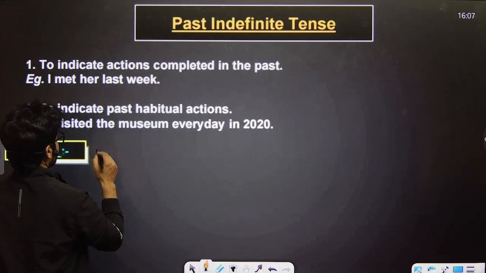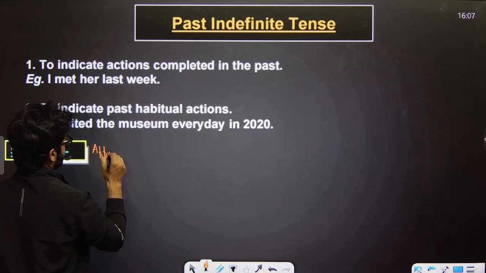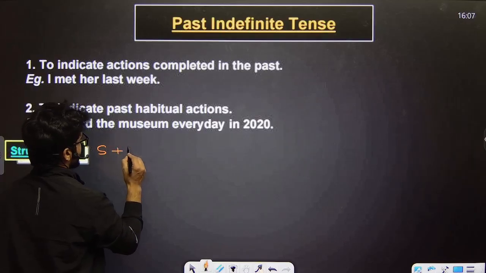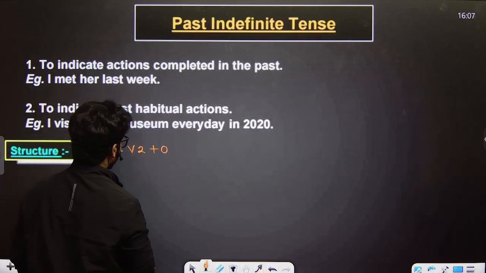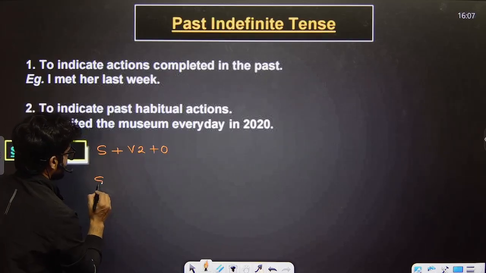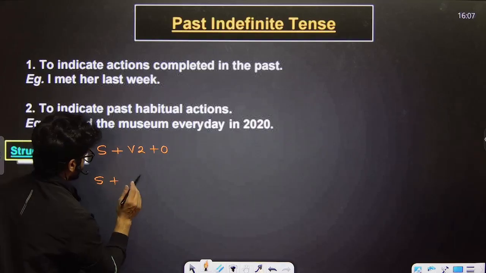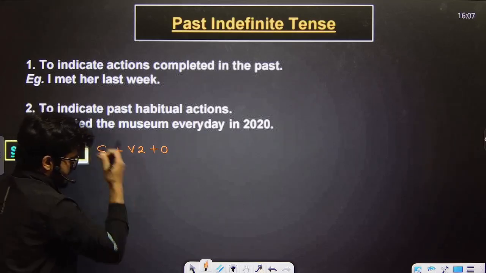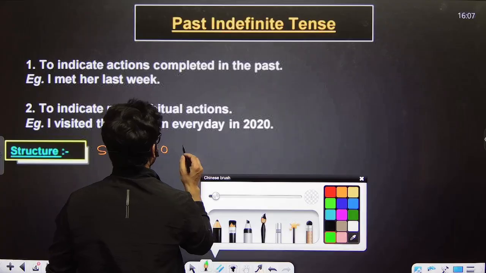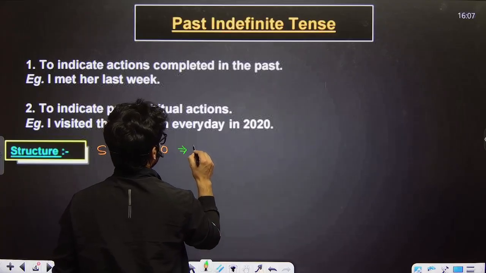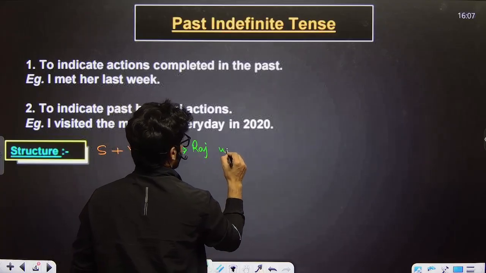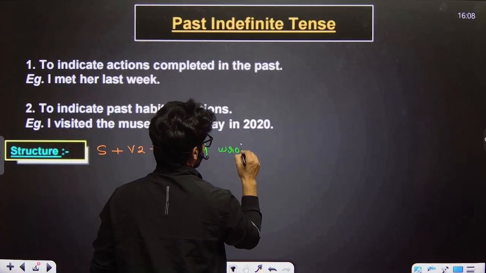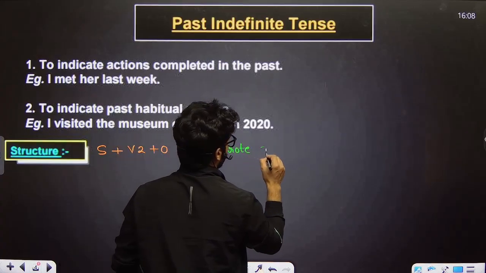First, let's discuss the structure for the affirmative case. It will be subject plus verb 2 plus object. Let's make a sentence first. Raj writes. This is verb 2 we are going to use. So write becomes wrote. So, Raj wrote a letter.